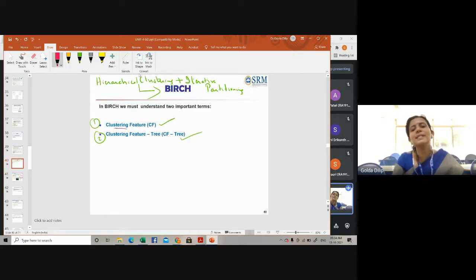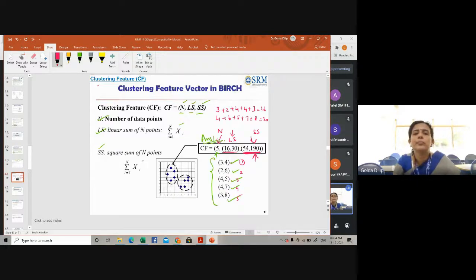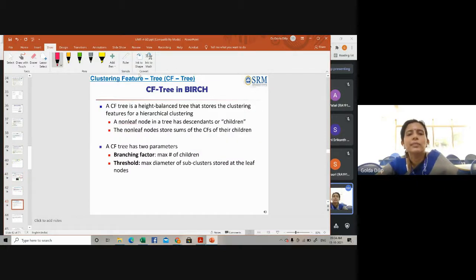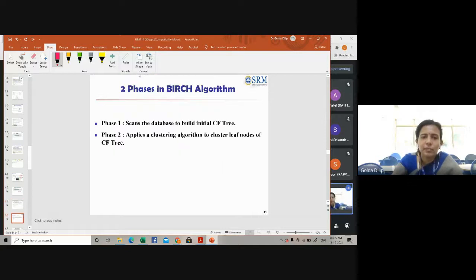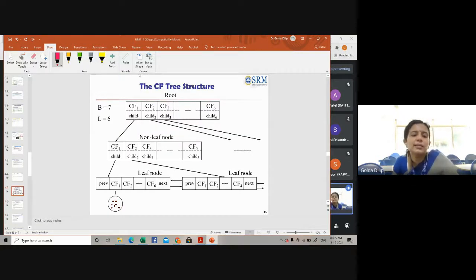The next one is what is called a CF tree, clustering feature tree. When you say clustering feature tree, think of it as a height balanced tree for storing the clustering features. Let me show you. You can see here CF1, CF2, CF3, and other things. These are all the non-leaf nodes, then you have the leaf node out here.